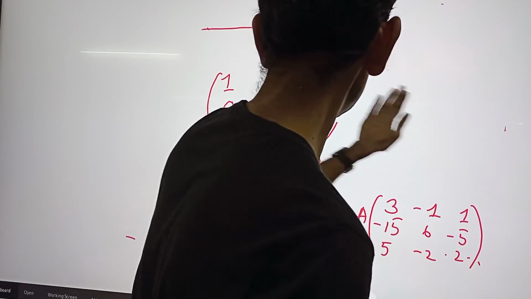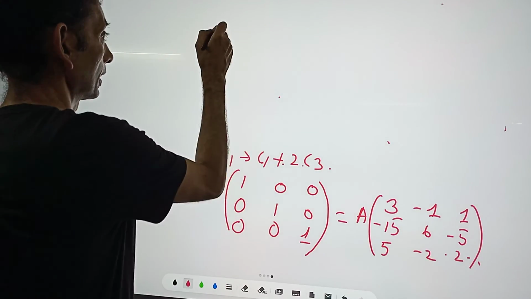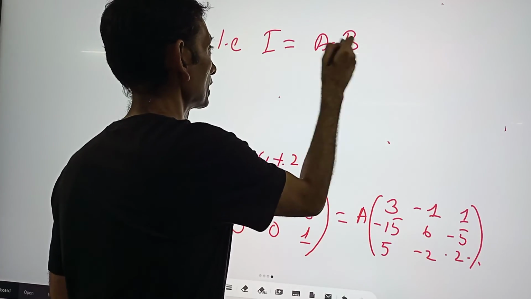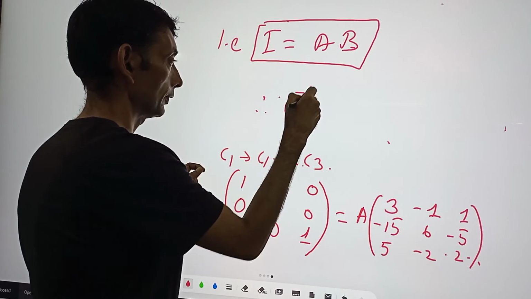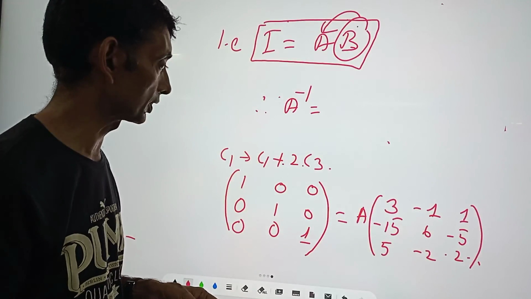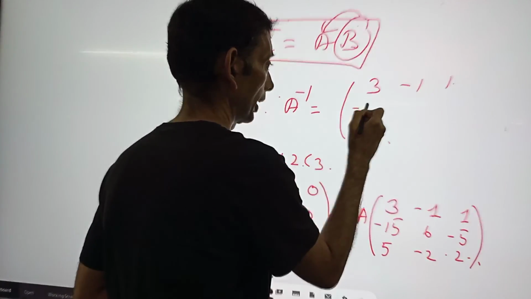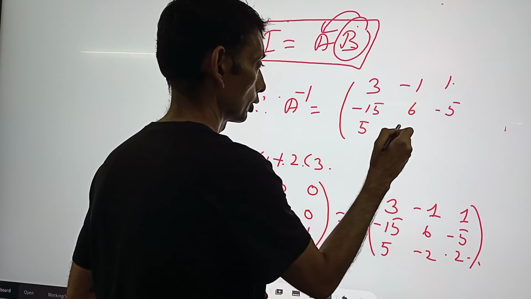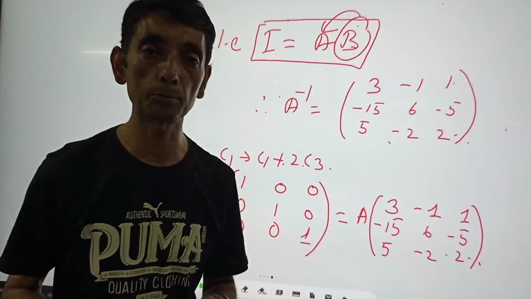So what you can write is, I equals A B. You can write in this form. Therefore, this B is the inverse of A. Therefore, A inverse is 3, minus 15, 5; minus 1, 6, minus 2; 1, minus 5, 2. So this is another sum.